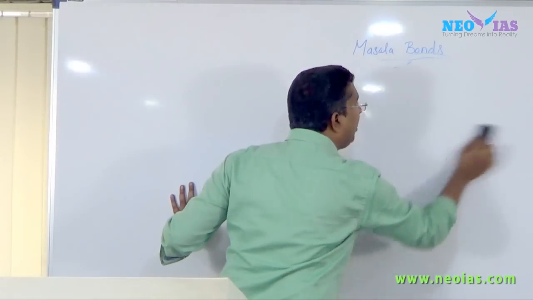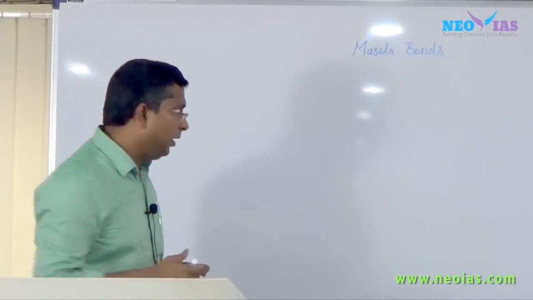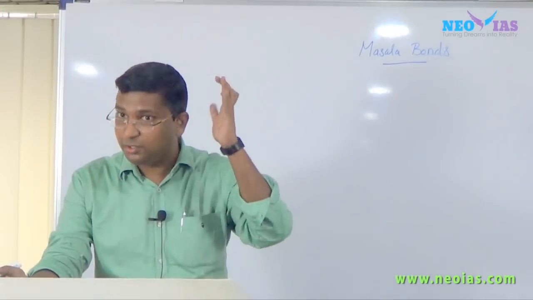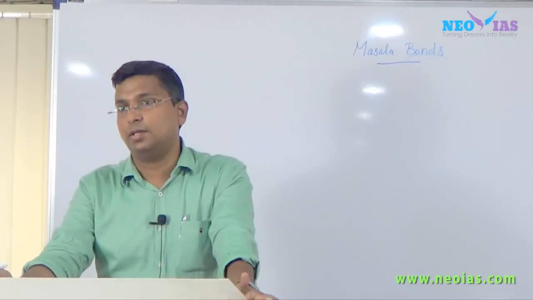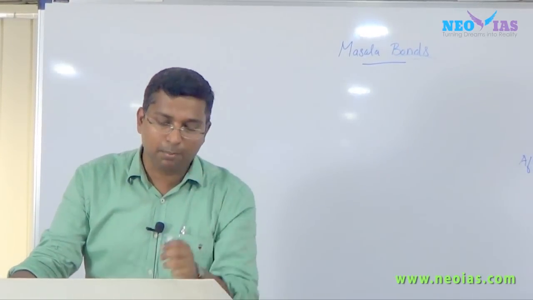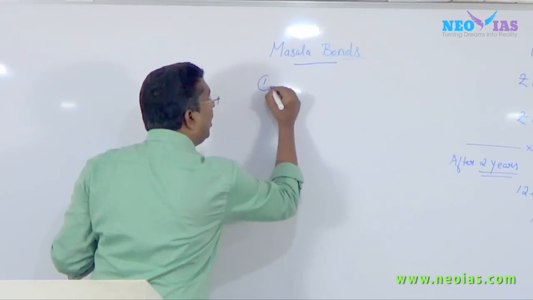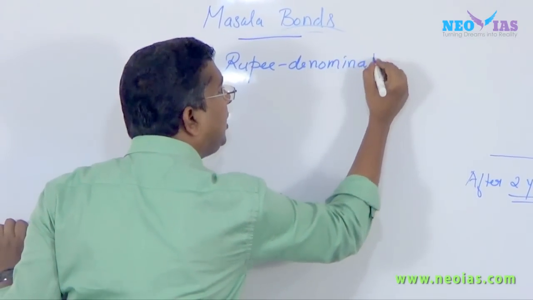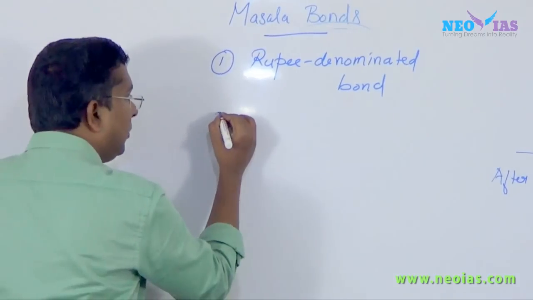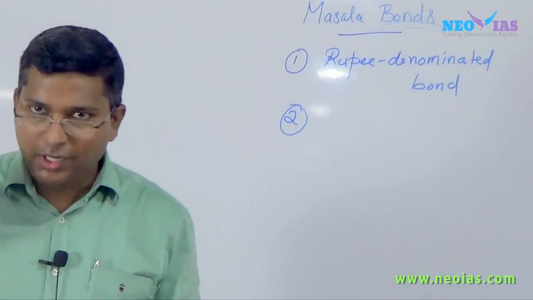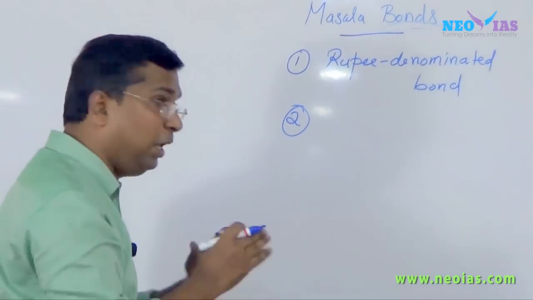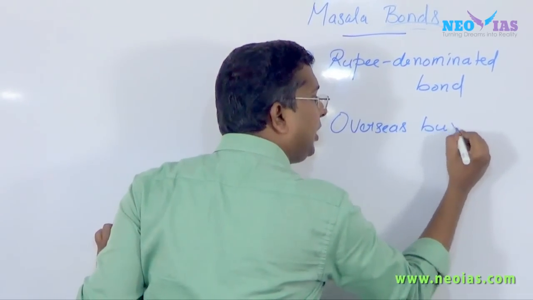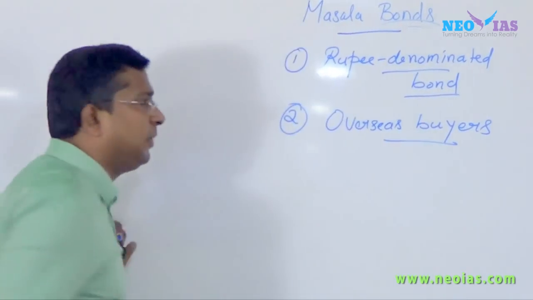Now, we are coming to the topic, Masala bonds. When you hear this term, two keywords are very important. I always tell my students, and you also know, that in economy, keywords are very important because UPSC asks questions from keywords only. So in Masala bonds, two keywords are very important. One, Masala bonds are rupee denominated bonds. Number two, it is exclusively issued to overseas buyers. So these are the two important points regarding Masala bonds.